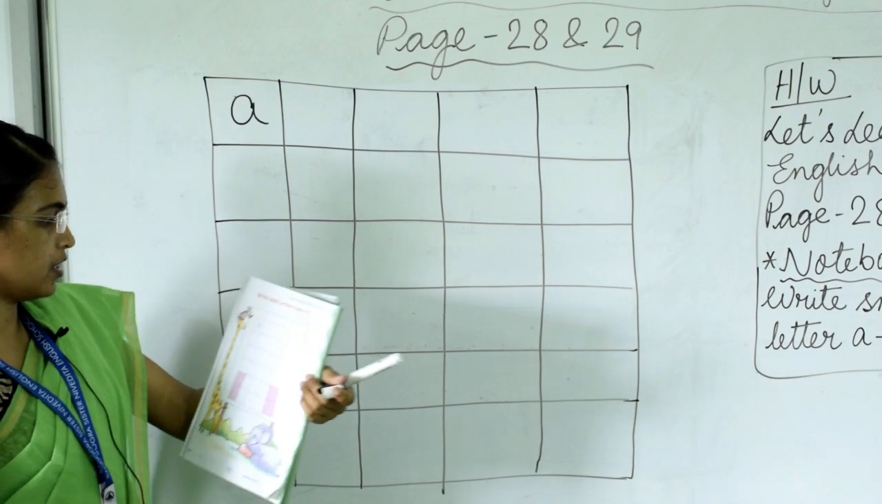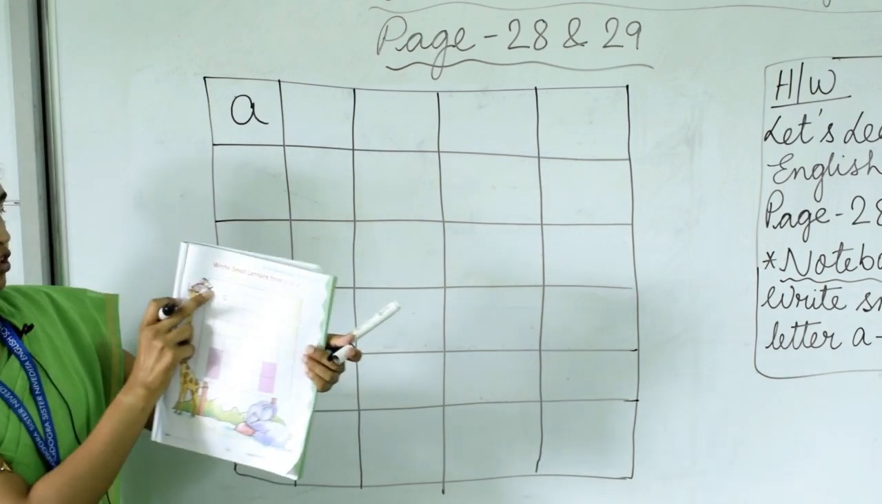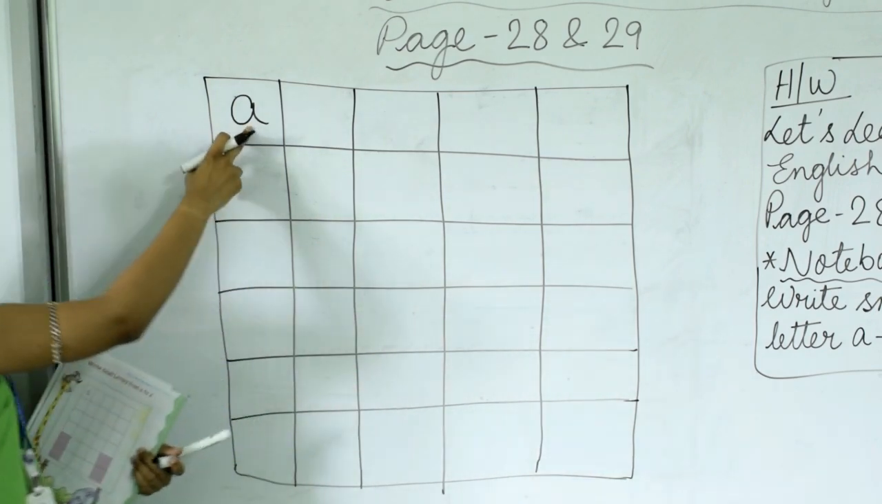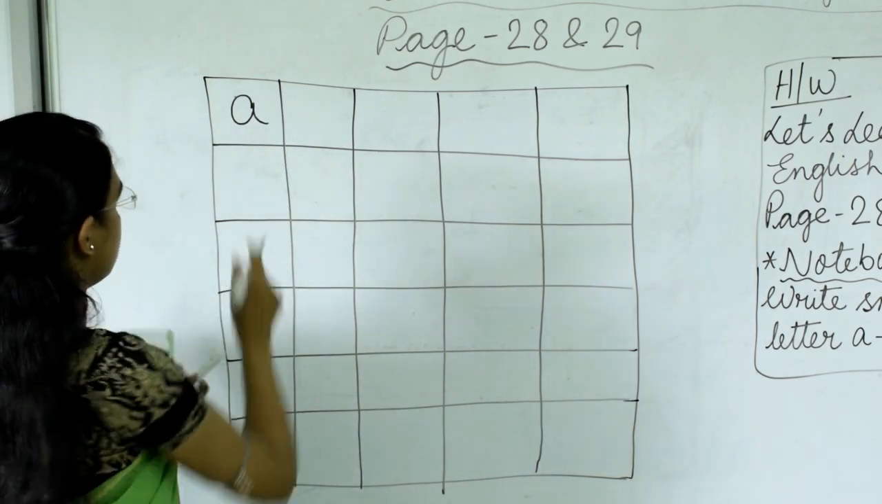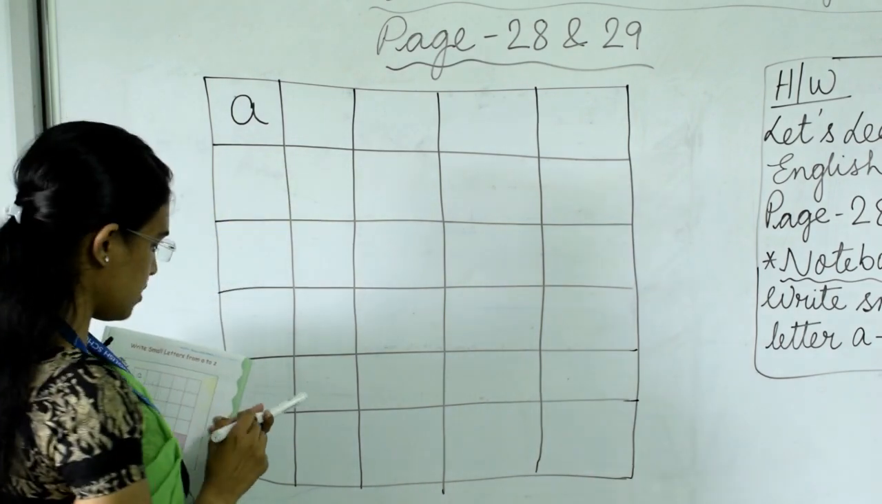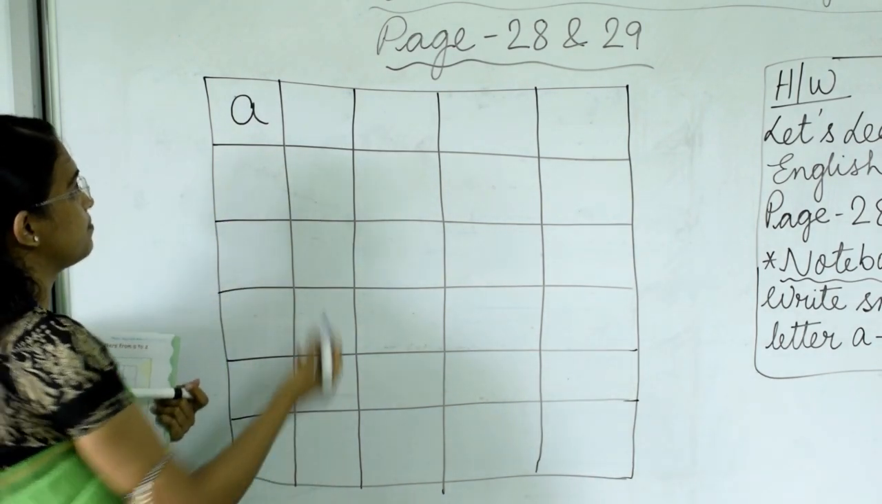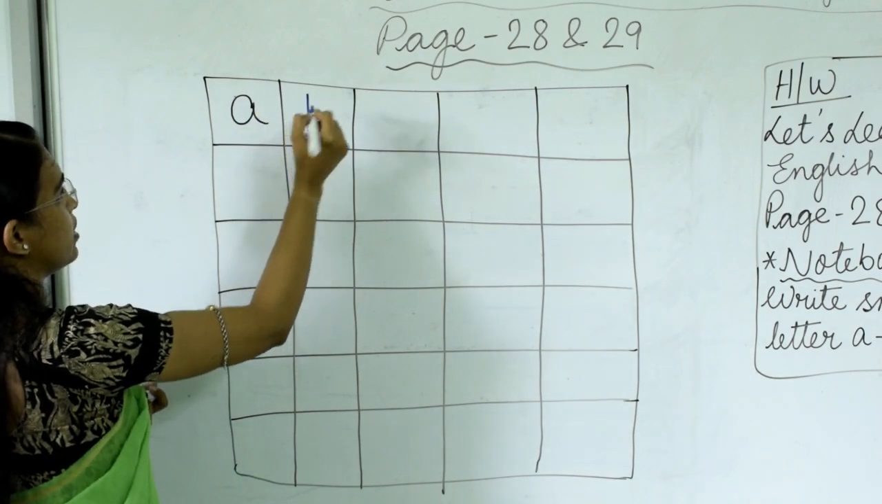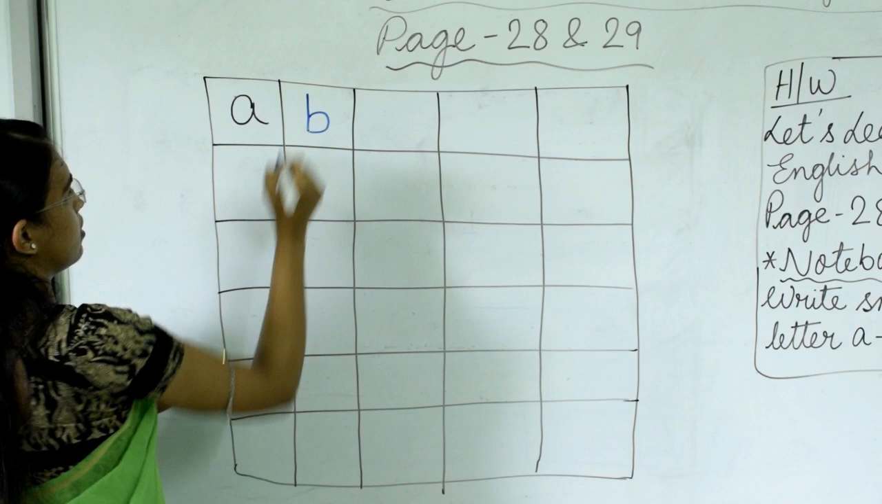Okay, now look here. In your book, small letter A is already written. I have already written small letter A. From now we have to start from letter B. Okay. So after A, which letter comes after A? B. So this is B.